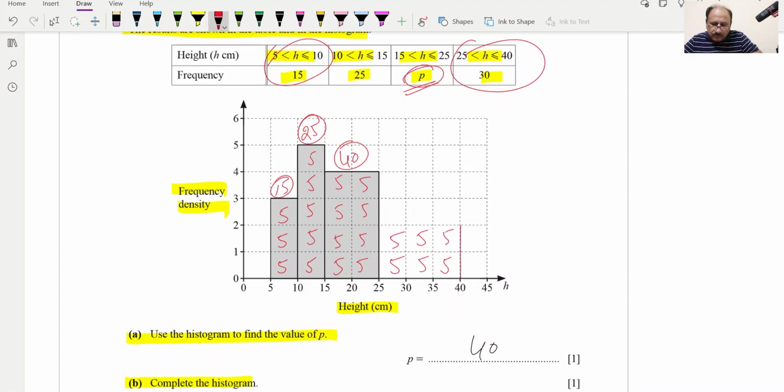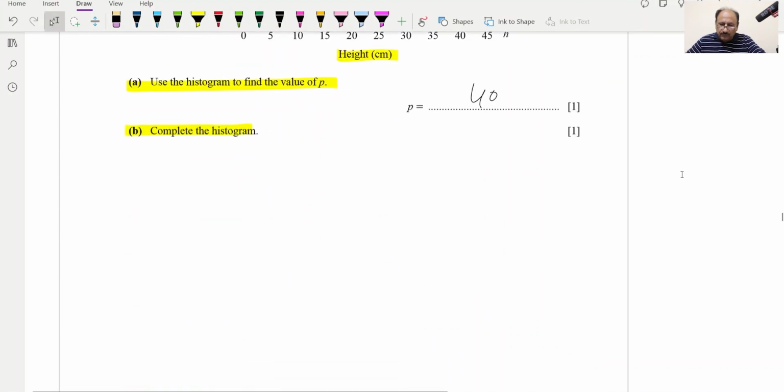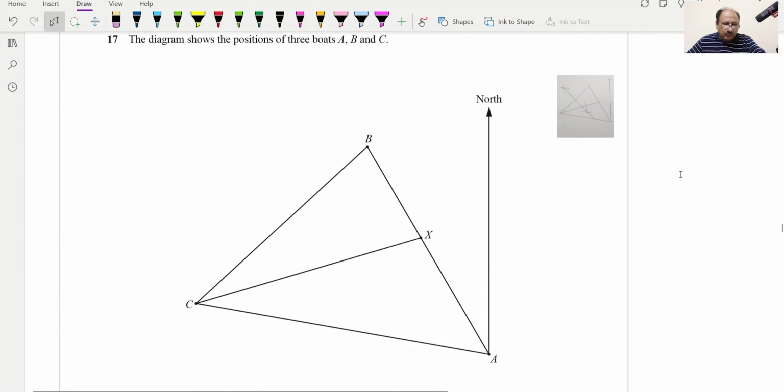properly drawn. So this will be our bar, which we can shade like this so that you can better understand, and we can write 30 here also. So everything is done. Now we can move to question number 17.